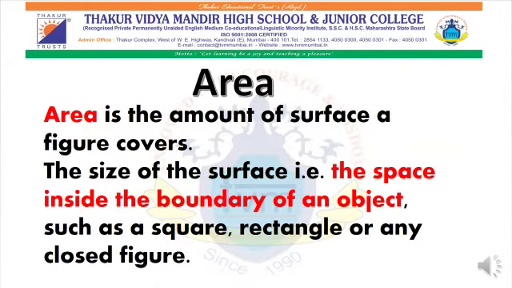Area. Area is the amount of surface a figure covers. The size of the surface, that is the space inside the boundary of an object, such as a square, rectangle or any closed figure. Just now before this slide we have seen that yellow color triangle. Yes, students, you can just go backward and see the slide again. You will come to know what is an area.